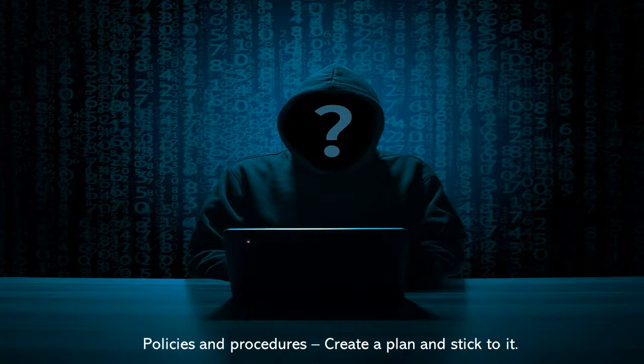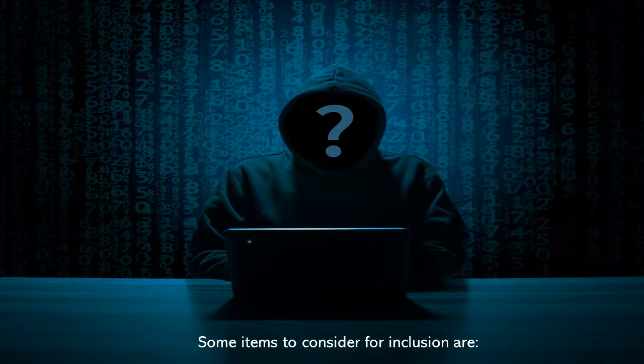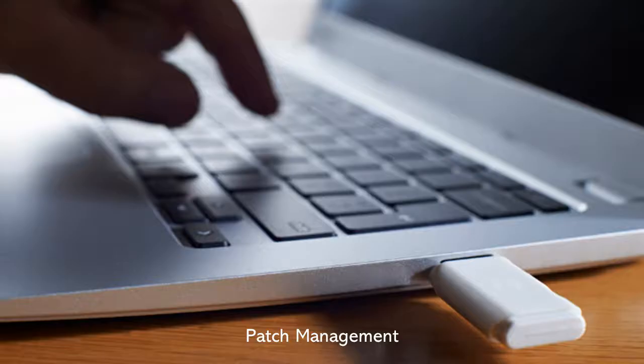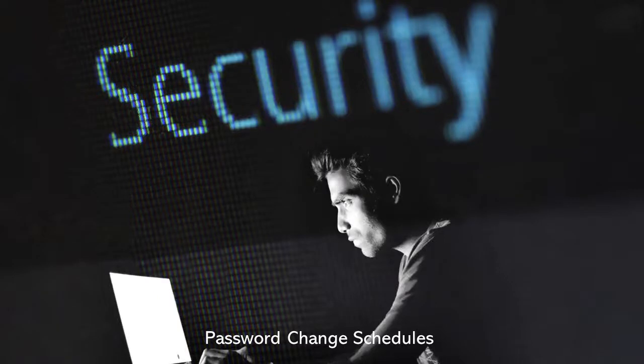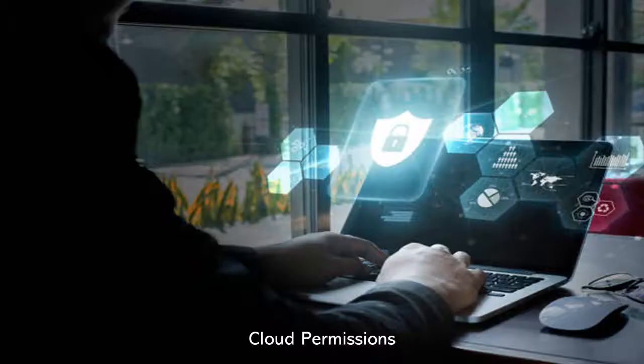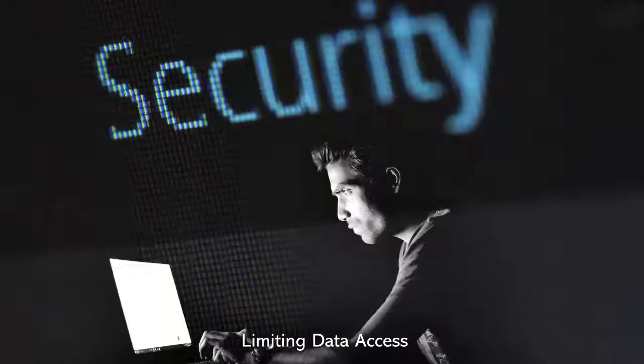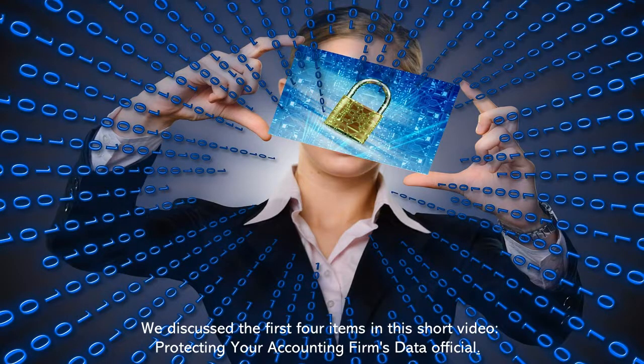Policies and procedures. Create a plan and stick to it. Some items to consider for inclusion are software updates, patch management, password change schedules, cloud permissions, data encryption, limiting data access. We discussed the first 4 items in this short video, protecting your accounting firm's data.